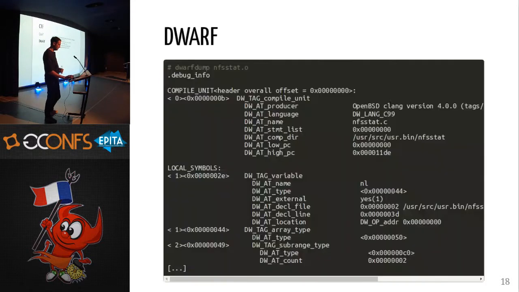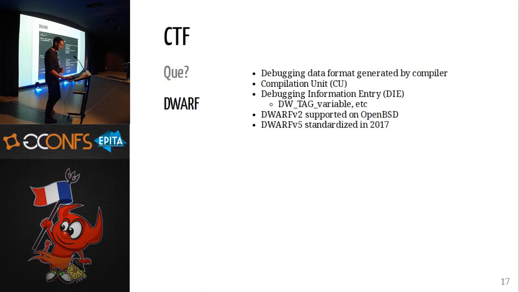So this is some output of DWARF dump with all the information it knows about this object file, and most of it is quite relevant to a debugger, but not for CTF. Quickly going back.